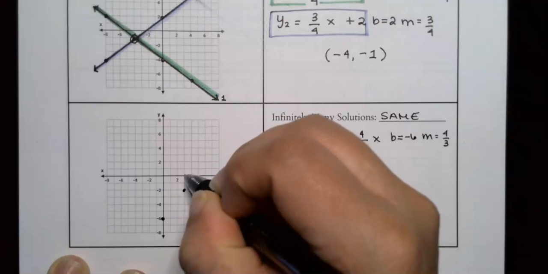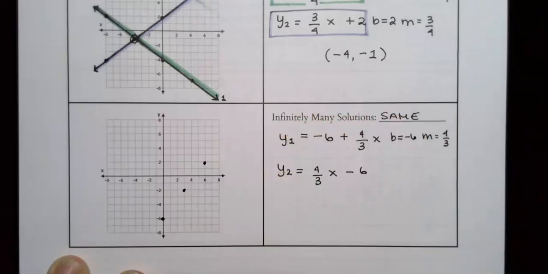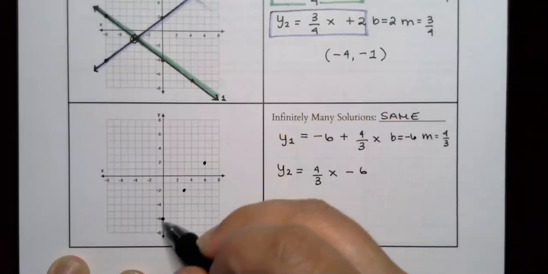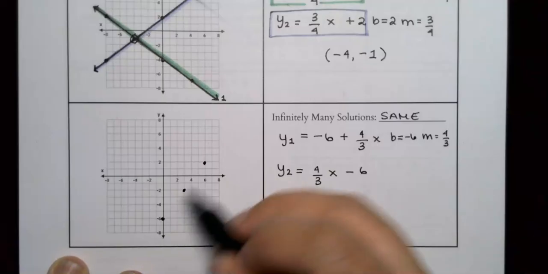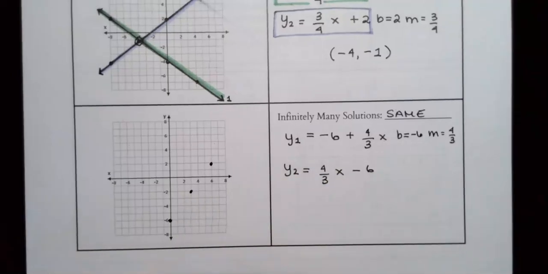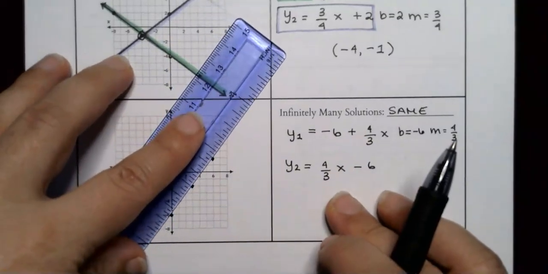And then we're going to keep on going up 4 and over 3 until we run out of space. And notice that I don't have the room to go down 4 and over to the left 3. So these 3 points are just going to have to do it. So let's go ahead and connect it. This is line 1.